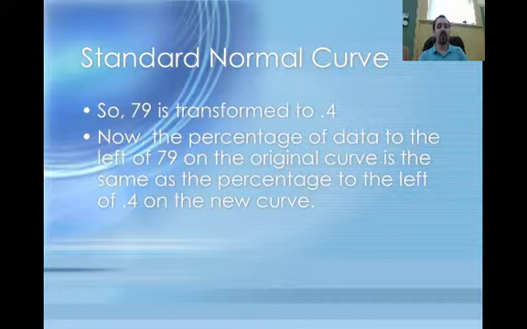So the percentage to the left of 79 in the original curve is the same as the percentage to the left of 0.4 in the new curve. That's an important point. That's where we're going with this. If I ask what proportion of players are less than 79 inches tall, it's the same question as asking what proportion of the data are to the left of 0.4 on the standard normal curve. If you can make that conceptual leap, then you should feel pretty good about this. That's what we're going for.